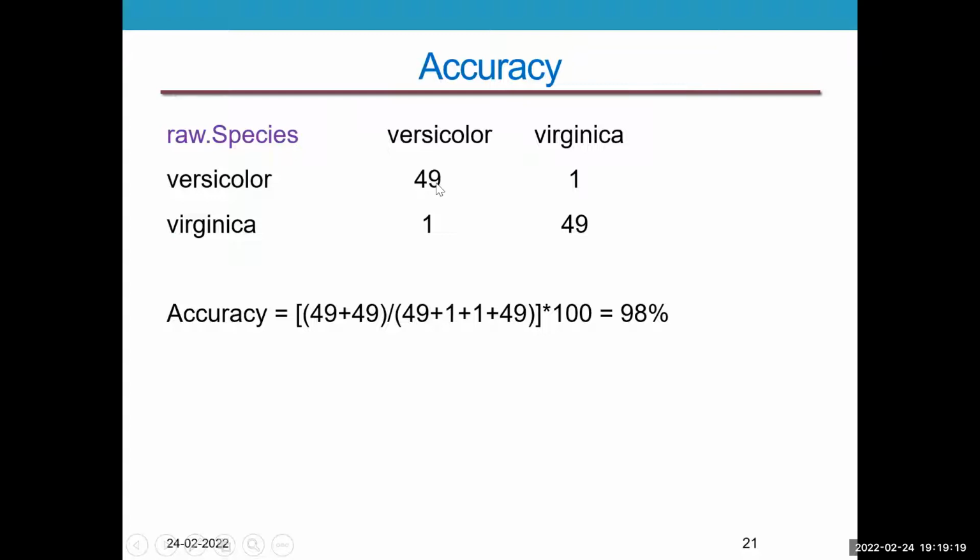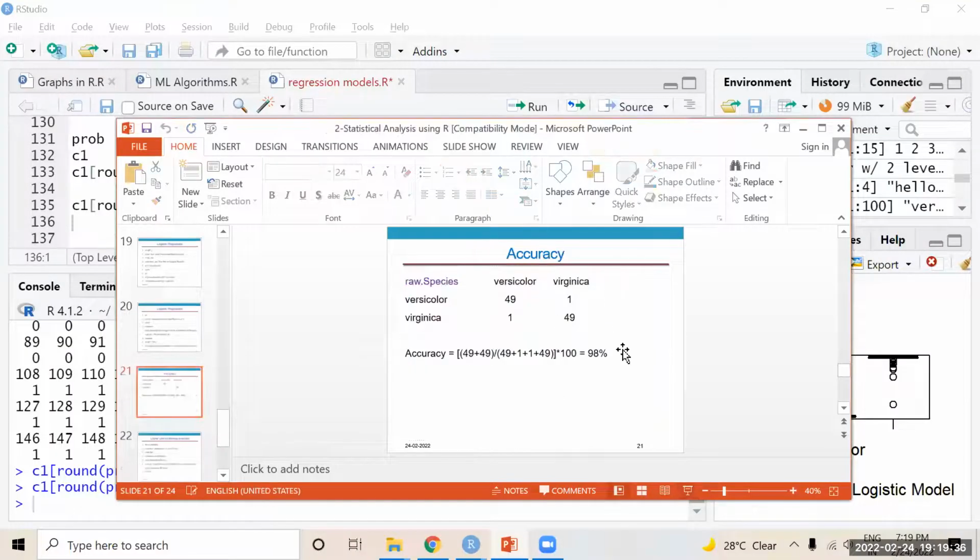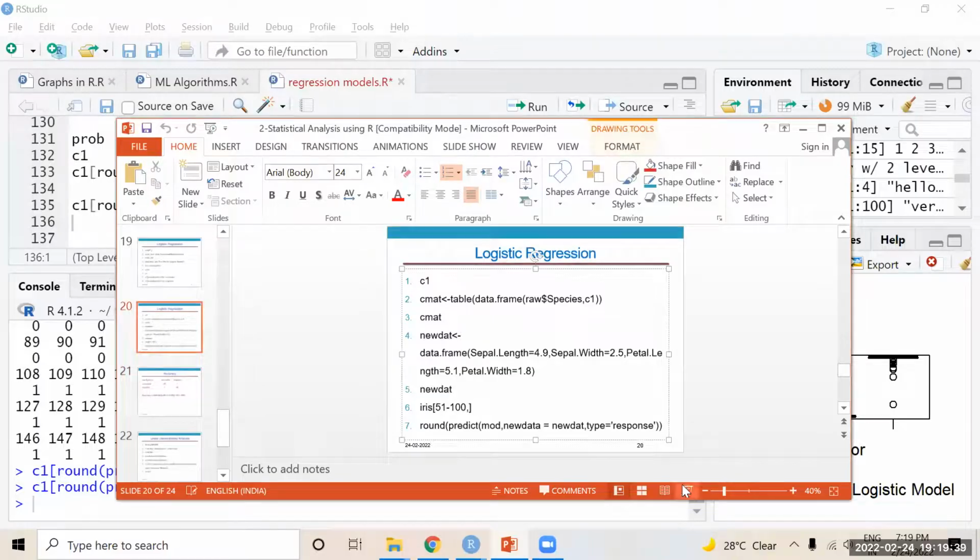Now after that, 49 will be identified correctly as versicolor. Only one flower will be identified as virginica. Of the remaining 50 virginica, 49 are correct, and only one flower is misclassified. So this also I will show you. This is the last step.